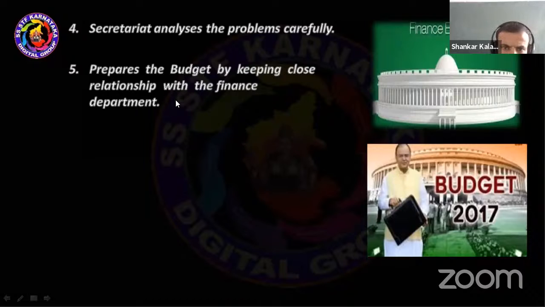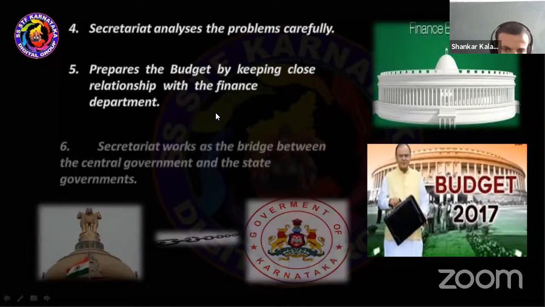And later, after preparing the budget, they will discuss that issue in both houses, Lok Sabha and Rajya Sabha. It means the lower house and upper house. Later they will follow that budget. Whatever funds they would like to spend from the central treasury, they will use according to that budget. Without preparing the budget, the central ministers are not allowed to use even a single paisa from the central treasury. According to that budget only, they have to spend money in that particular department.